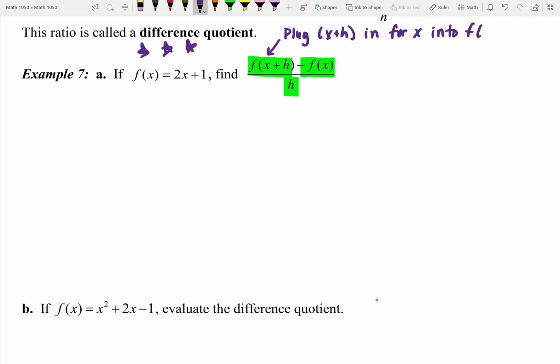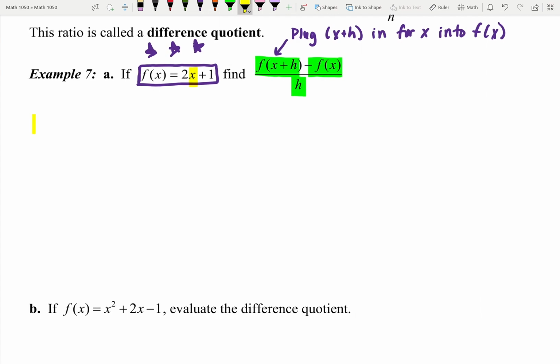into f of x. So listen to what I'm talking about. Here's your f of x. Right here, you see an x. Wherever you see an x, you're going to put x plus h. So that first step would be 2 times x plus h, plus 1. I just took my f of x, where I saw an x, I replaced it with x plus h. That's all that means. I think most of you totally get that.